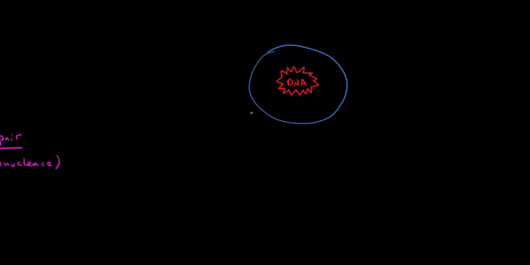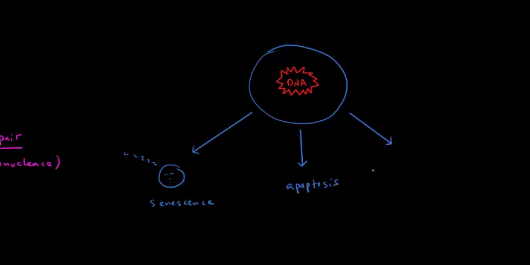The first is it might go into this dormant state where it just ages and does not divide anymore. That's called senescence. The second thing that might happen to it is what's called programmed cell death, or apoptosis. And that basically means that the cell is going to commit suicide and die. And the third thing that might happen is the cell might start to divide uncontrollably. So I'm going to write unregulated cell division. And this can cause cancer.